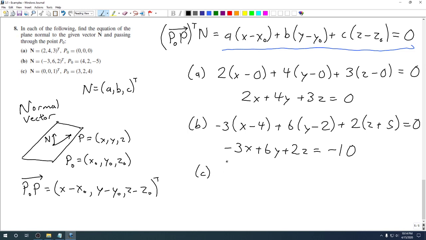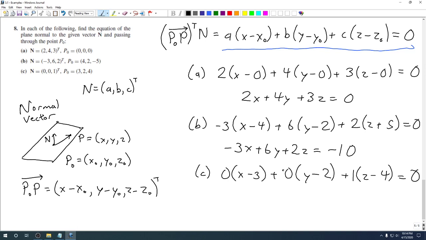Finally, C. Well, now our normal vector is 0, 0, 1. Our point is 3, 2, 4. So we do the same kind of thing. We have 0 times x minus 3. We have another 0 times y minus 2. And then finally we have a plus 1 times z minus 4.